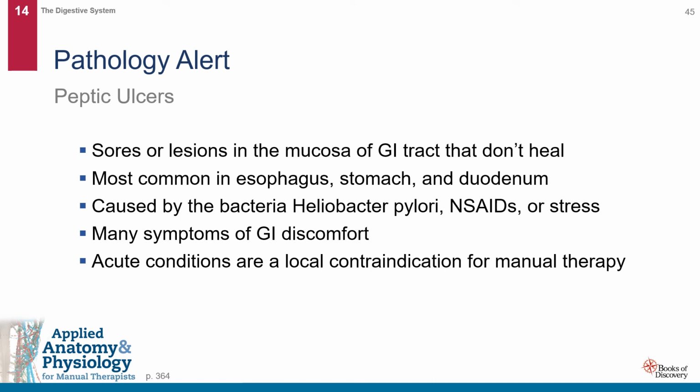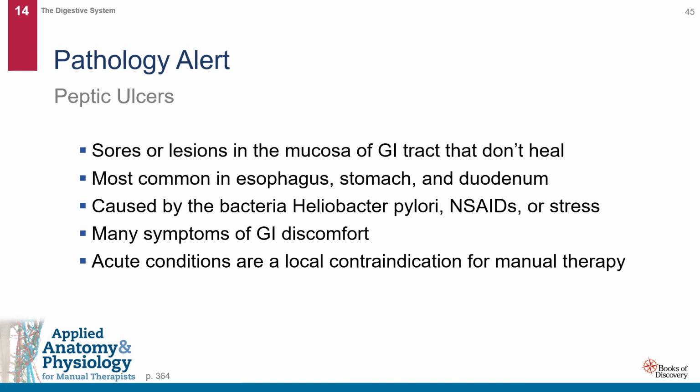In our next pathology alert, we will consider peptic ulcers. Peptic ulcers are sores or lesions in the mucosa of the GI tract that do not heal, leading to long-term inflammation and tissue loss. Most commonly found in the lower esophagus, stomach, or duodenum, these lesions are most often due to the bacterial infection, specifically the bacterium Helicobacter pylori. Peptic ulcers can also be caused by long-term non-steroidal anti-inflammatory drugs, or NSAID, use.